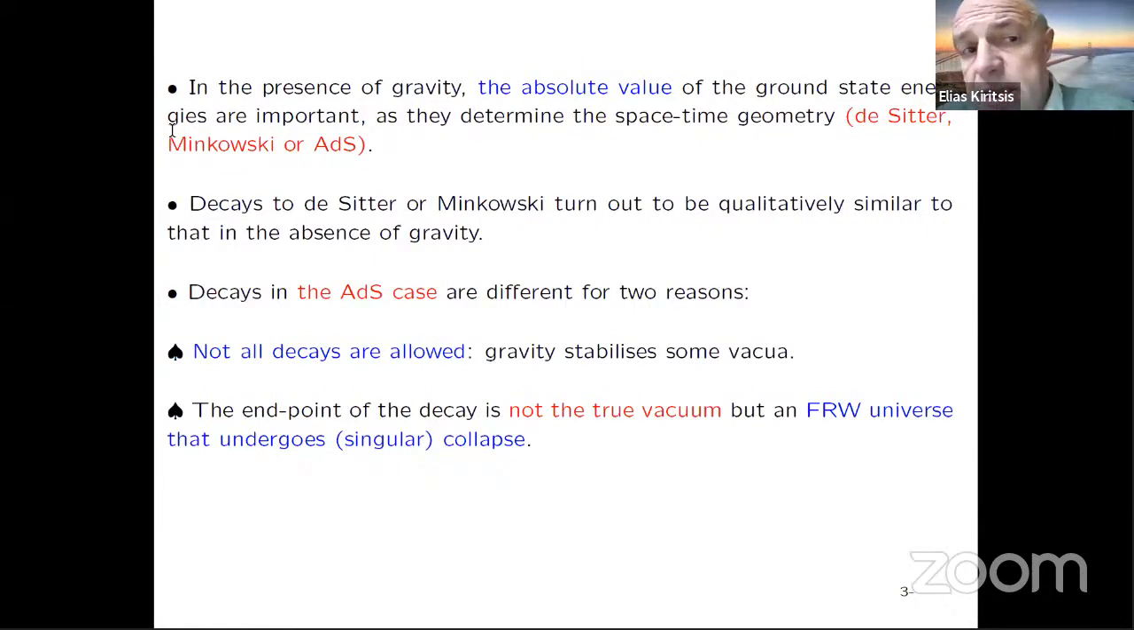Now, it turns out that decays to de Sitter or Minkowski are qualitatively similar to what happens in the absence of gravity. However, decays in the AdS case are different for two reasons. One is that not all decays are allowed, and usually this comes with the statement that gravity sometimes stabilizes some unstable vacuum. And the second is that the end point of the decay is not a true vacuum, but an FRW universe that undergoes singular collapse.